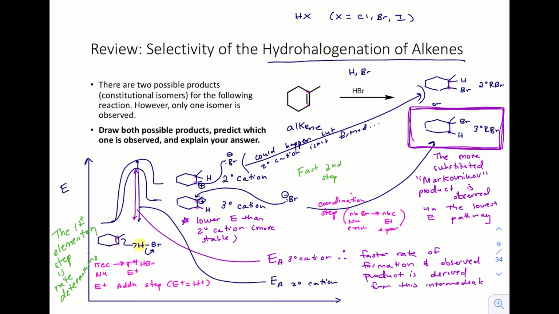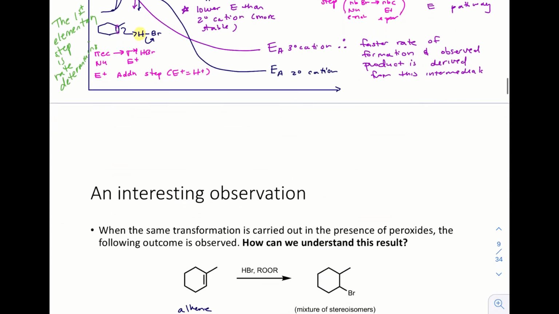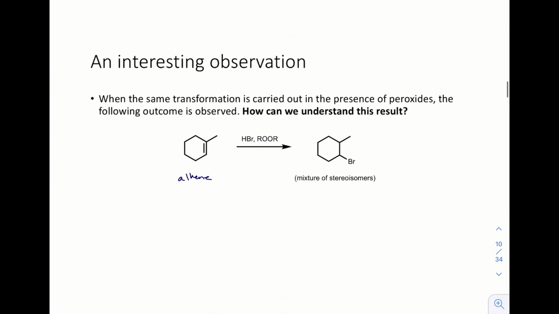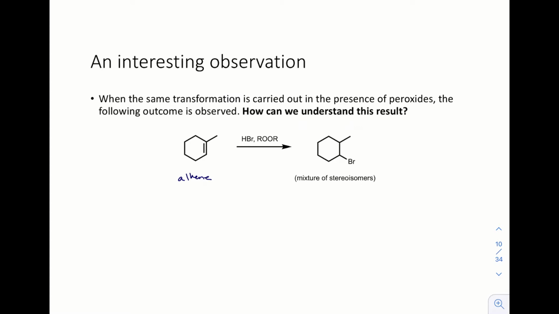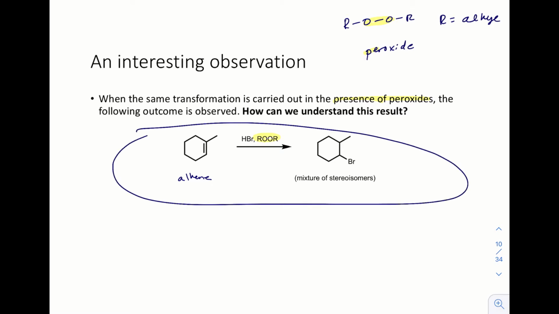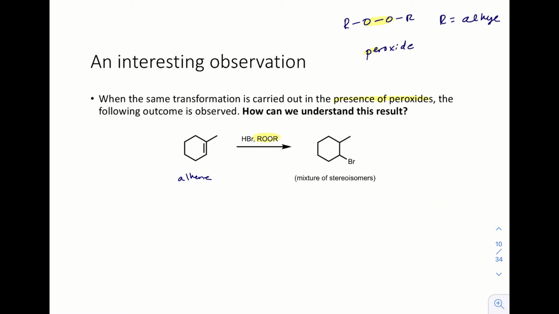Now that we have reviewed hydrohalogenation of alkenes via this heterolytic mechanism, right? Electrons are moving in two electron pairs as we're used to. Let me show you a really interesting observation. When this same transformation is carried out, but in the presence of peroxides, we're calling that the per in peroxide is referring to that oxygen-oxygen bond. When this transformation is carried out in the presence of peroxides, a different outcome is observed.